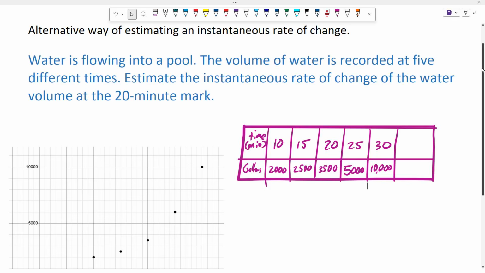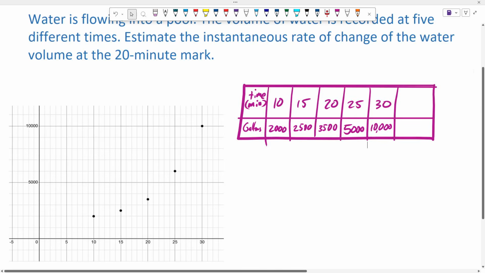So water's flowing into the pool. And at 5 different times, it's recorded how much water there was. I want to estimate the instantaneous rate of change at the 20-minute mark.